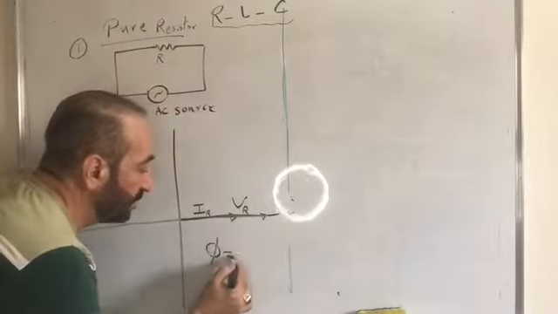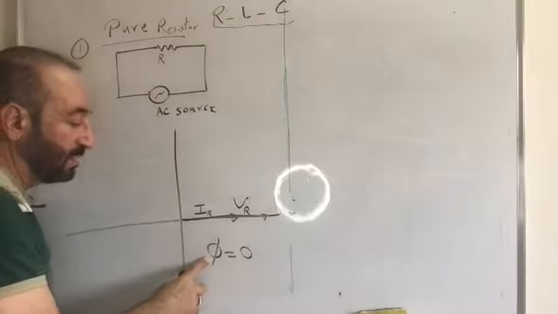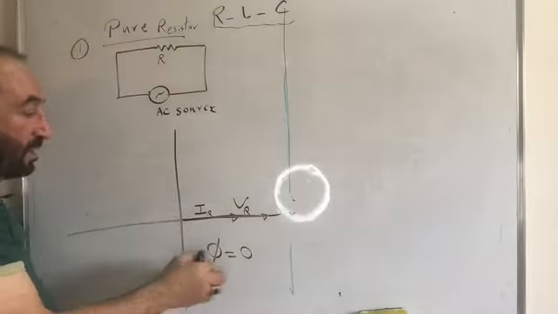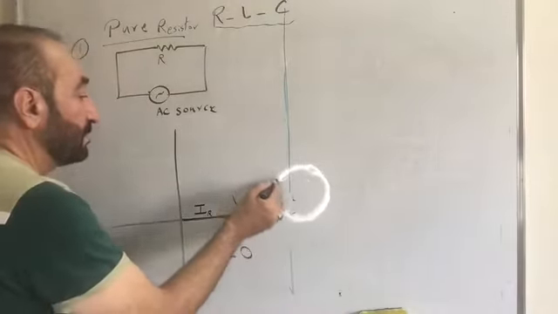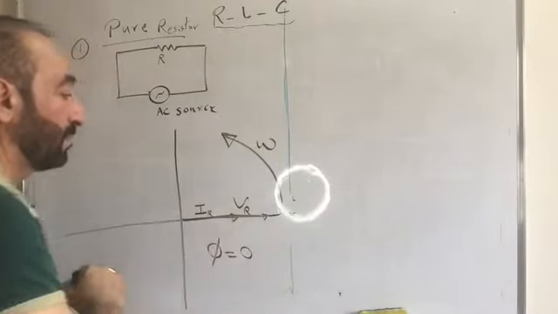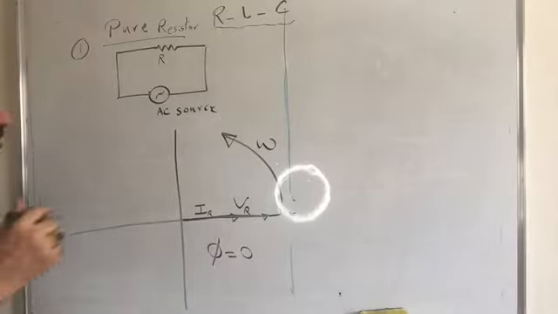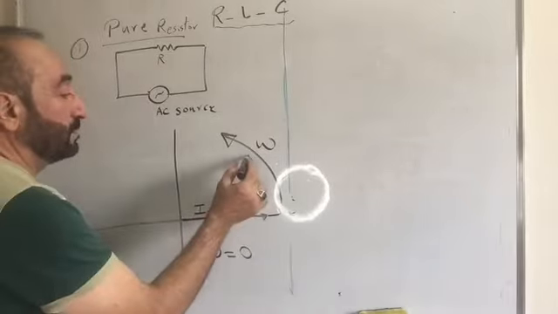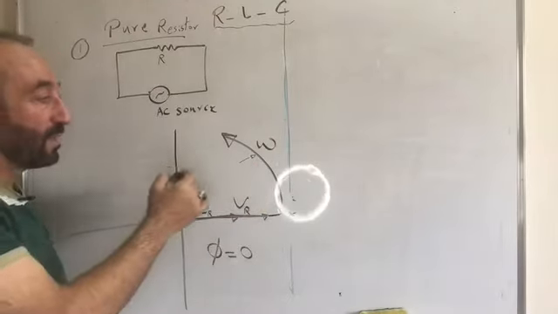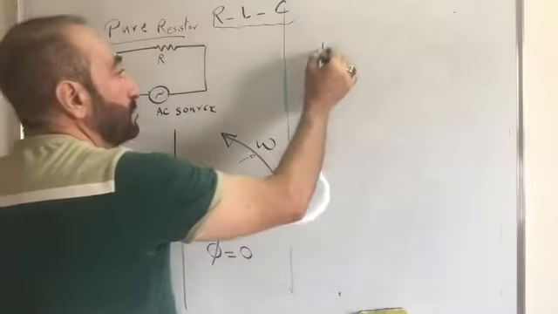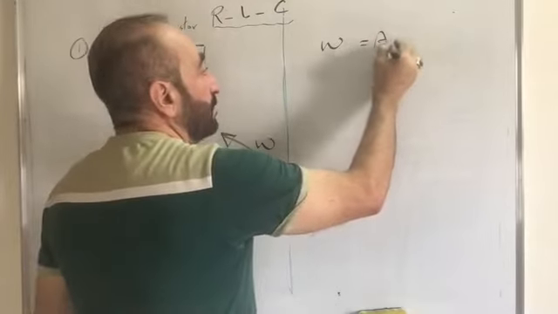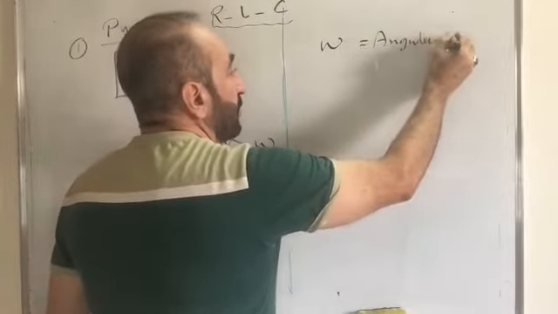Phi equals 0. It's called the phase angle. The movement is counterclockwise. The 0 indicates the movement, and omega is the angular frequency.